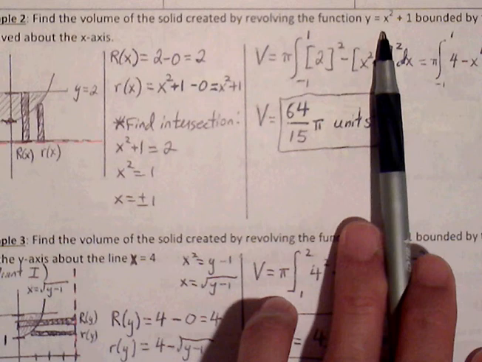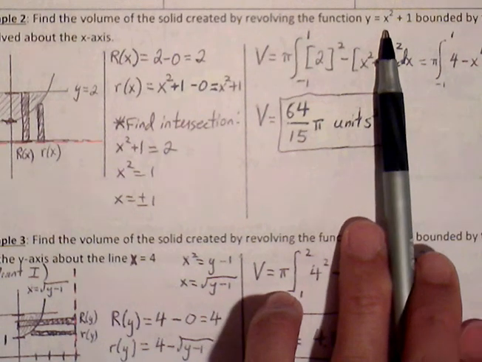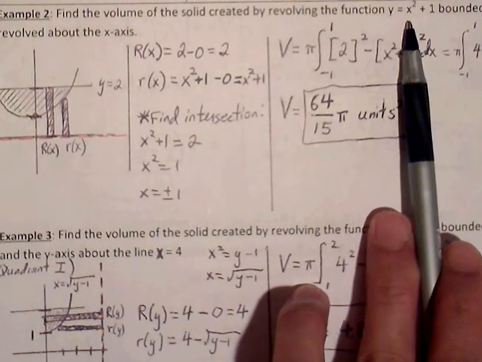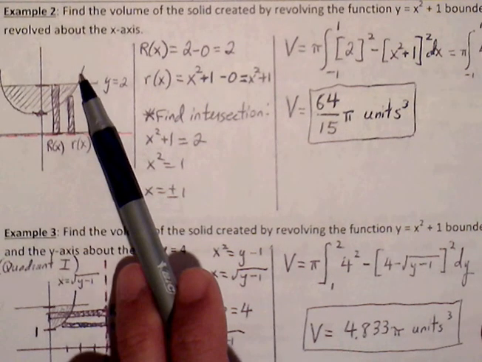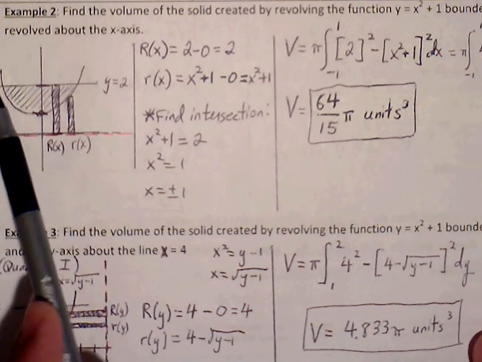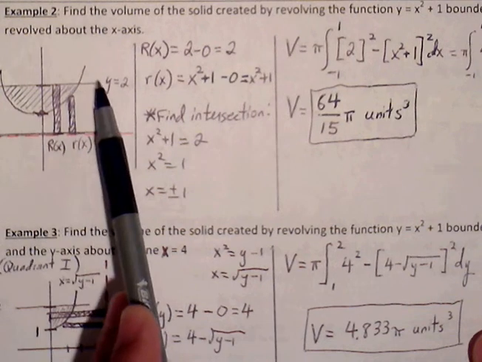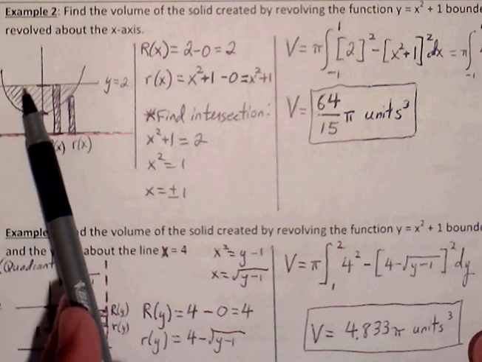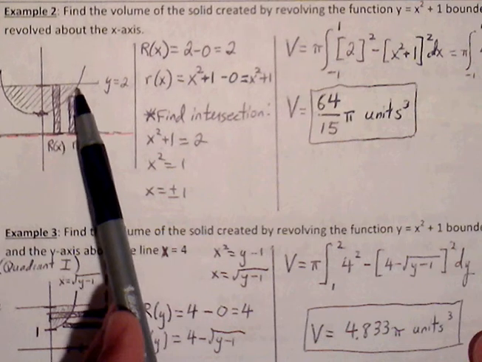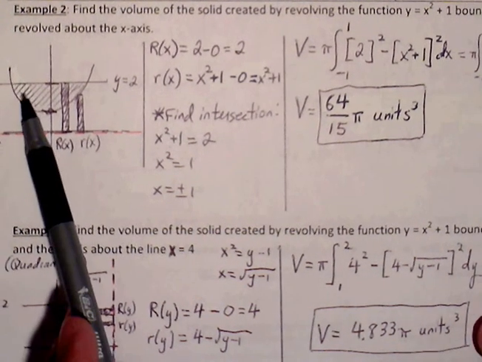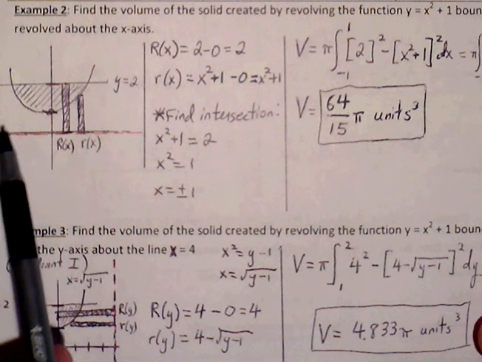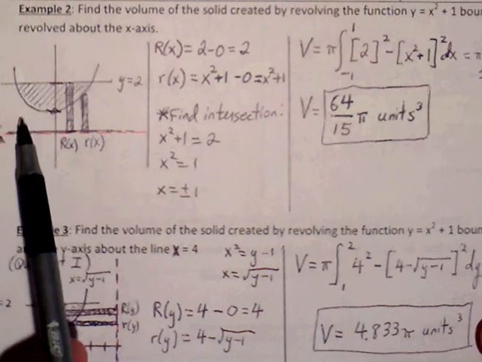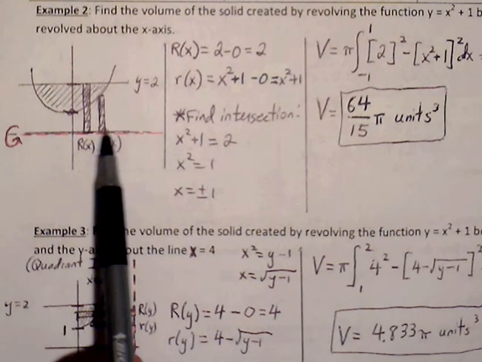So we have y equals x squared plus 1. This is going to be a parabola with a vertex at (0, 1). So we can graph that first. We also have the line y equals 2. And we see where the shaded region is going to be, kind of a semicircle. And we're going to be revolving this shaded region about the x-axis.